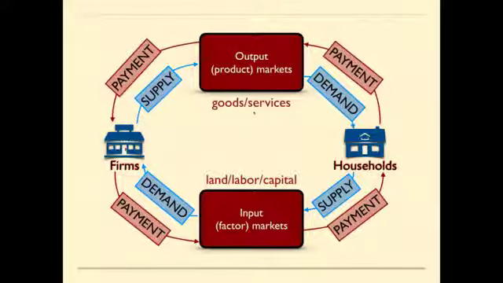And then when we take a look at the output or product markets where goods and services are exchanged, firms supply goods and services and households demand them, so the prices are set for those goods or services in the output or product markets, and then payments are flowing from households through the output or product markets for goods and services to the firms themselves.